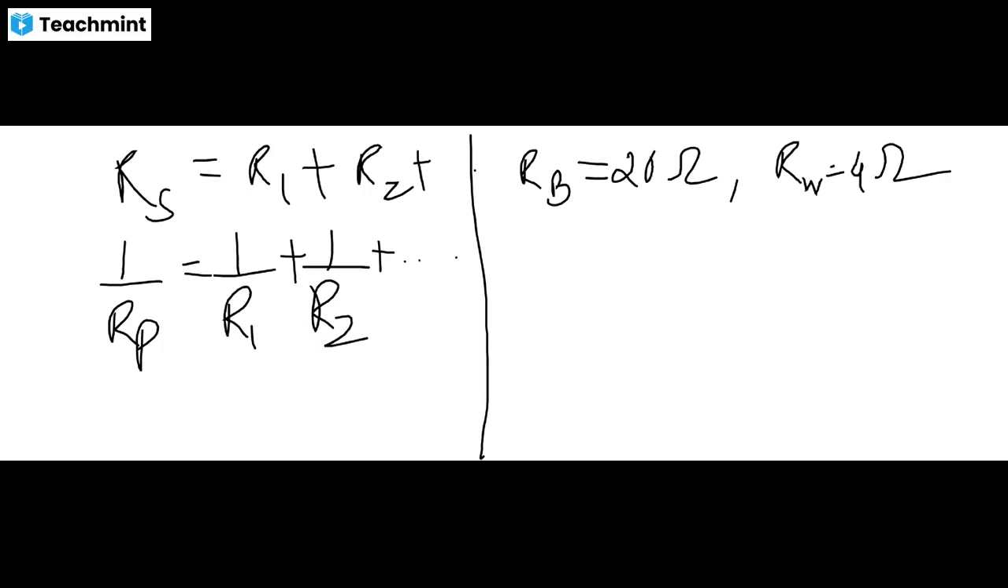calculate: first one, total resistance in the circuit. Second one, current in the circuit. Third question, potential difference across the bulb. And fourth question, potential difference across the resistance wire. So this is a 5 marks type question.